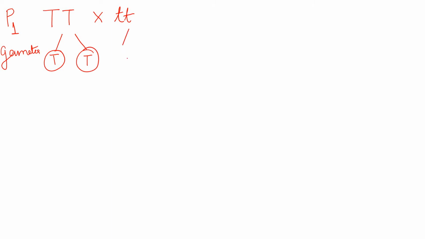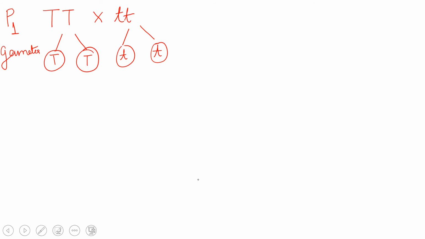So let's do it once again. For the P1 generation, parental generation, we are taking capital T, that is one tall plant, and small t, that is one dwarf plant. So let us assume that this capital T is the father parent and the small t is the mother plant. Now we form the gametes. This is T, this is T, small t and small t. These are the gametes.